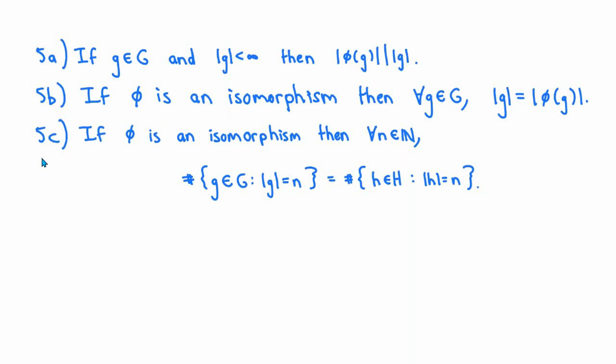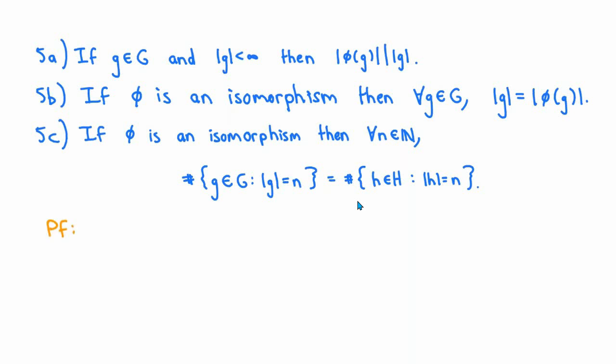Property 5c says that if phi happens to be an isomorphism from G to H, then for every natural number n, the cardinality of the collection of elements of G with order equal to n is equal to the cardinality of the collection of elements h in H with order of h equal to n. And this is true even if the sets on both sides of this equation happen to be infinite.